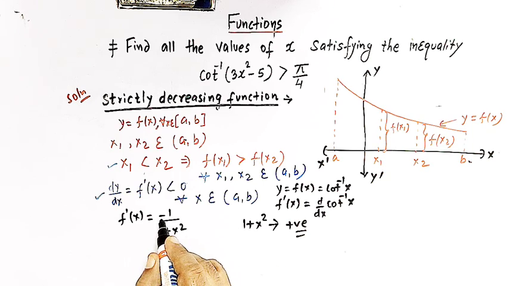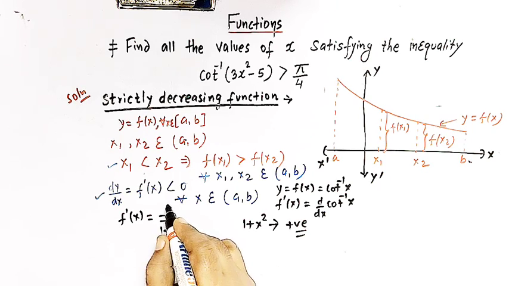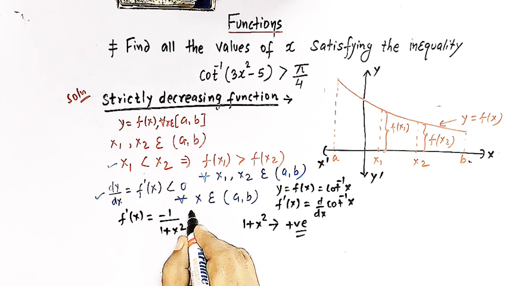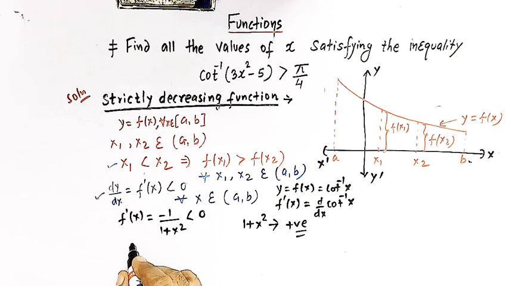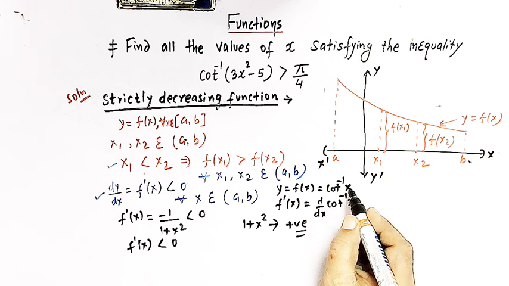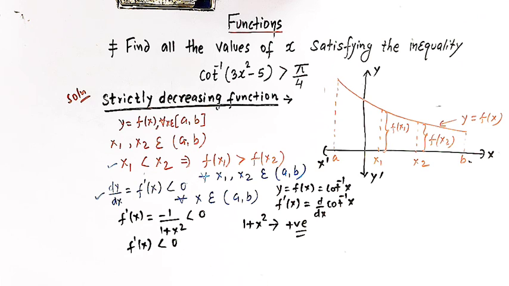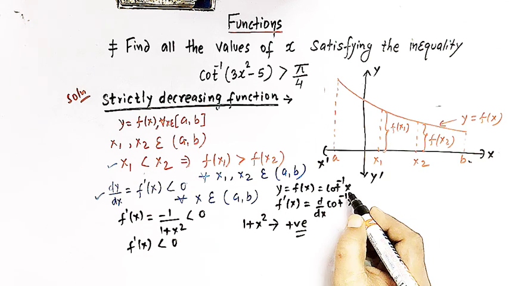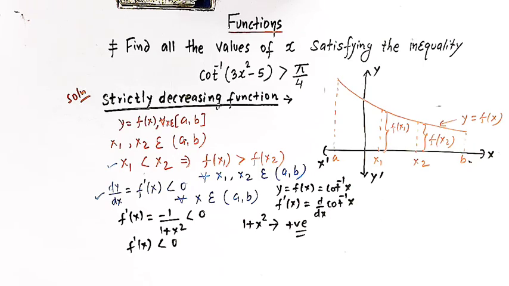And here we have the negative sign, so the denominator is always going to be positive, so this entire term should be less than 0 for all values of x belonging to the domain. So we can conclude that f prime of x is less than 0, right? So we can now say that the cot inverse x function is a strictly decreasing function for all values of x belonging to the domain.